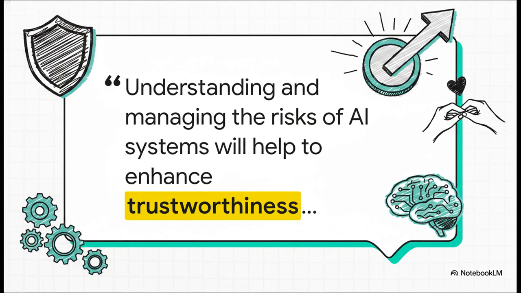So how do we balance those complex trade-offs? Let's look at the solution from NIST. There's a quote from the framework that hits the nail on the head. Understanding and managing the risks of AI systems will help to enhance trustworthiness and, in turn, cultivate public trust. That is our ultimate objective right there. Risk management is not just about avoiding disaster or checking a compliance box. It's the active mechanism for building public trust. If society doesn't trust AI, the technology is never going to reach its full potential.